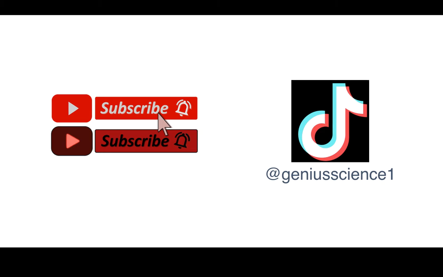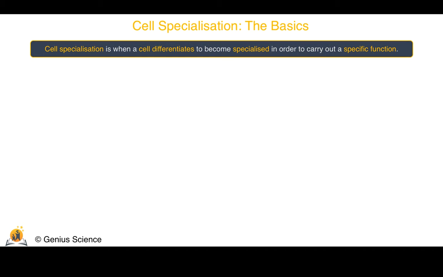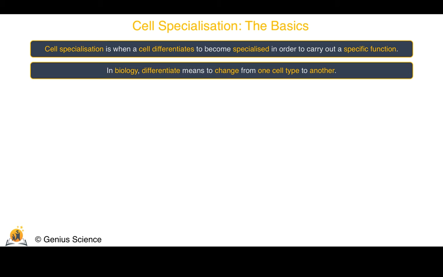You must bear in mind that not all cells are structured like the standard animal and plant cells you saw in textbooks in Year 7. In reality, cells are adapted to the specific function they carry out within an organism. We call this cell specialisation. Cell specialisation is when a cell differentiates to become specialised in order to carry out a specific function. In biology, the word differentiate means to change from one cell type to another.